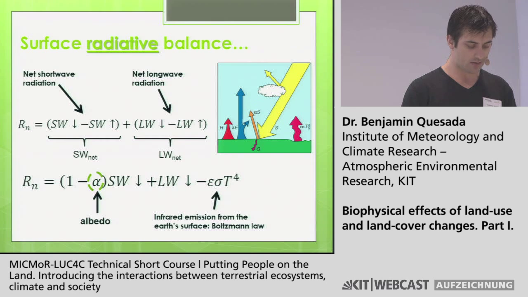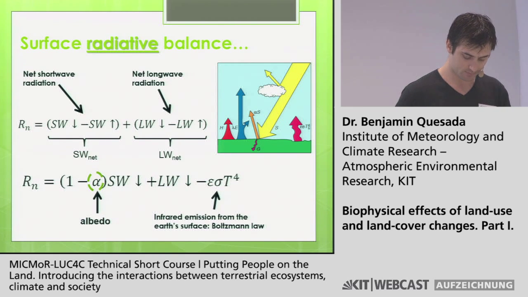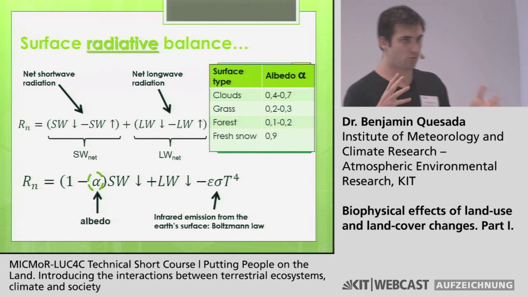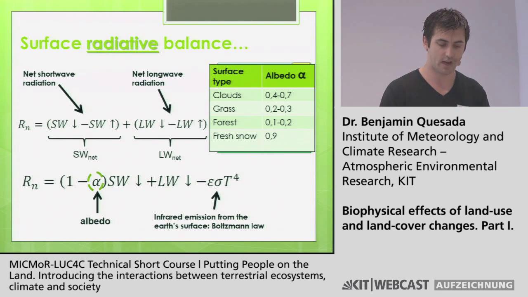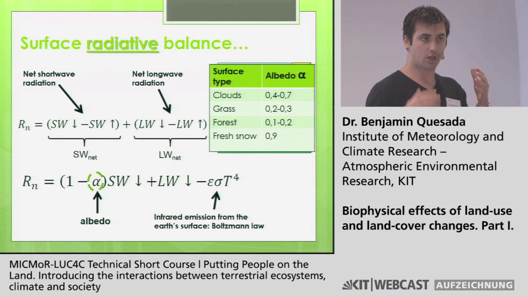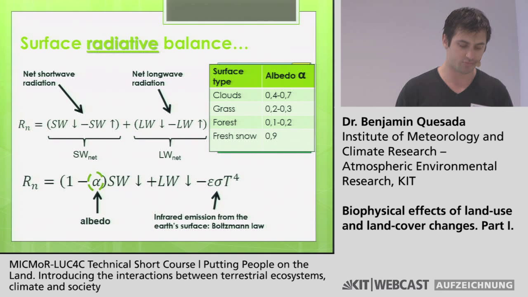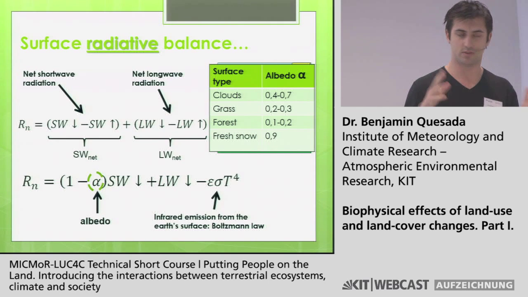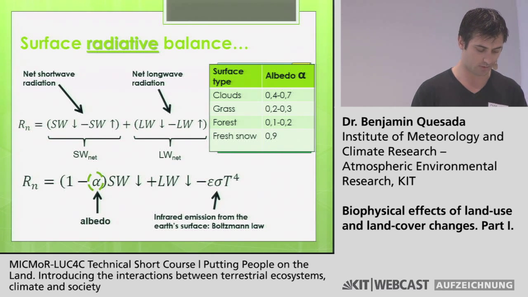So the outgoing shortwave can be expressed as the product of the albedo and the incident shortwave. Here I gave some typical values for albedo. So it's between 1 and 0. And fresh snow is one of the land conditions that gives the highest value for albedo, 0.9. You have the clouds, depending on if they are low clouds, big clouds, high clouds, but they are quite bright. So an albedo between 0.4 and 0.7. And after you have dark land conditions like grass that have 0.2, 0.3 for an albedo, but still higher than a forest, which is a dark condition for the land.